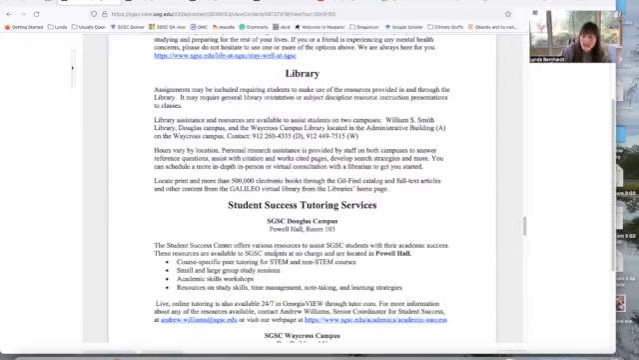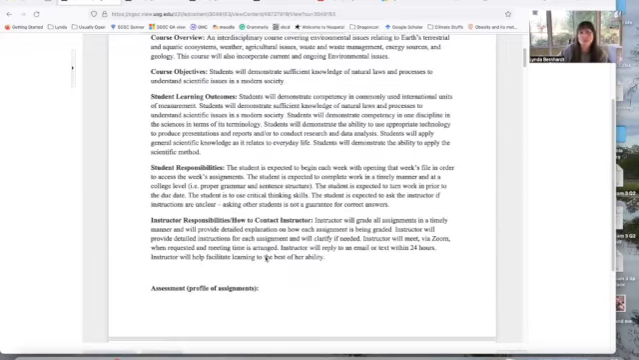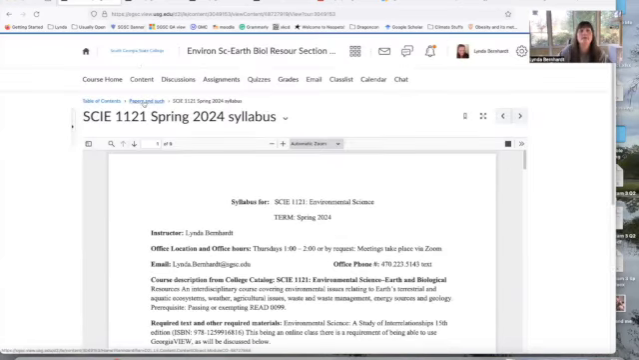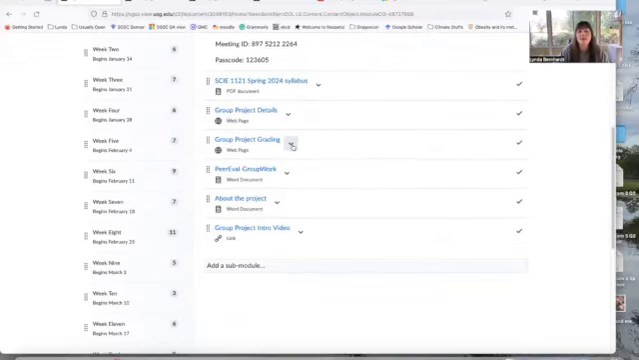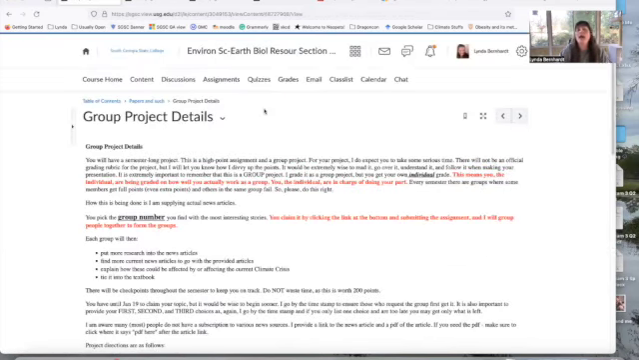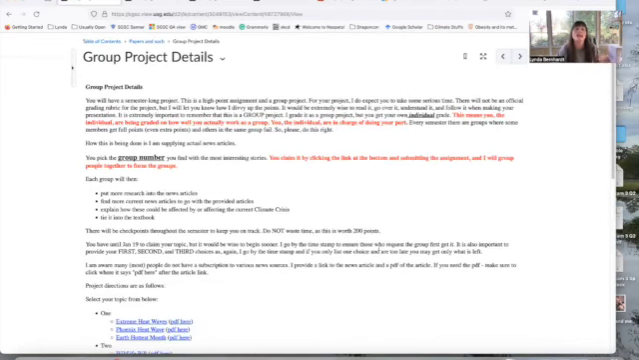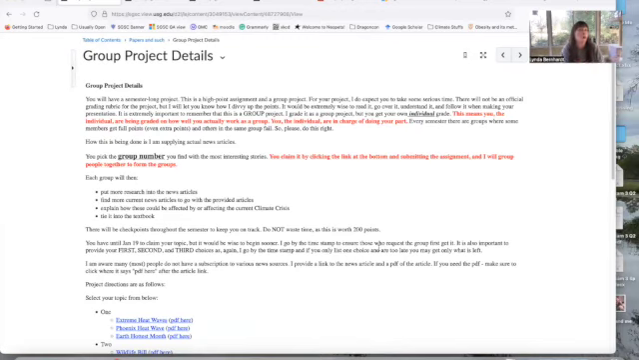Now, I talked about that group project, and yes, I'm sure there was a faster way to do this. Let's go back to papers and such, and we can talk about that. Here we go. Notice everything's already set up and ready. Group project details. I highly recommend you read through this. This group project details is letting you know this is a group project.